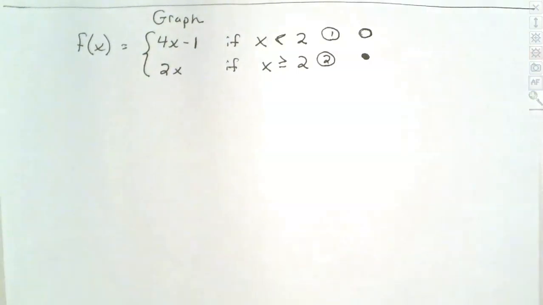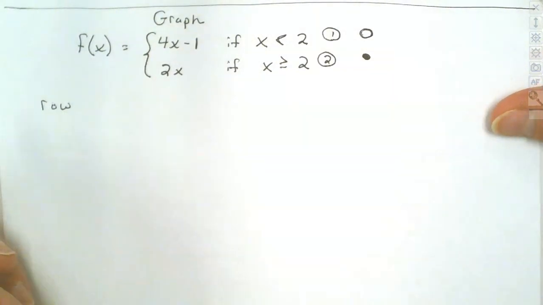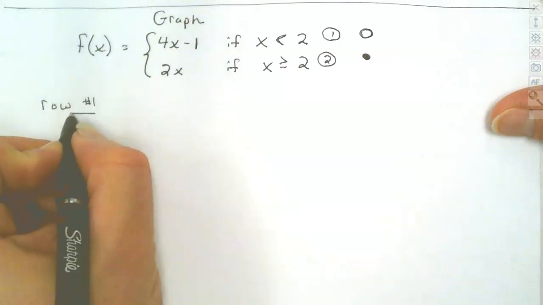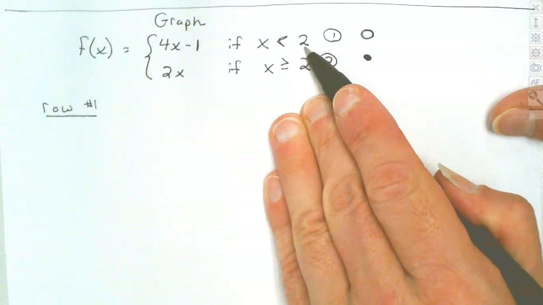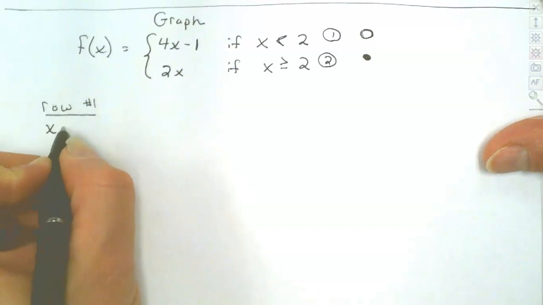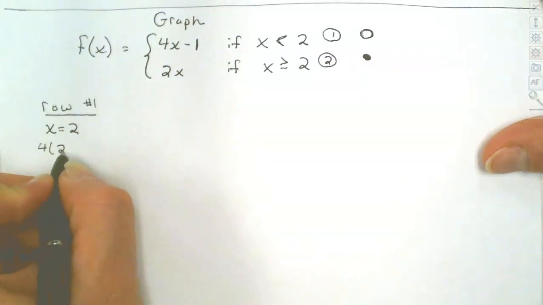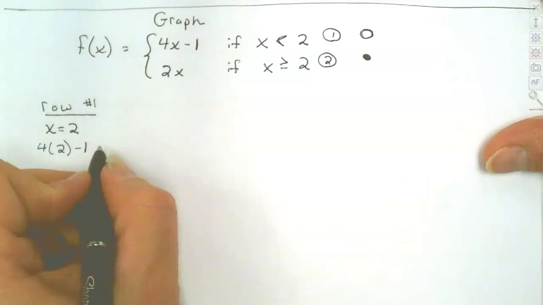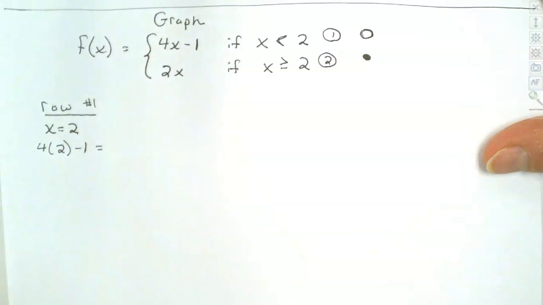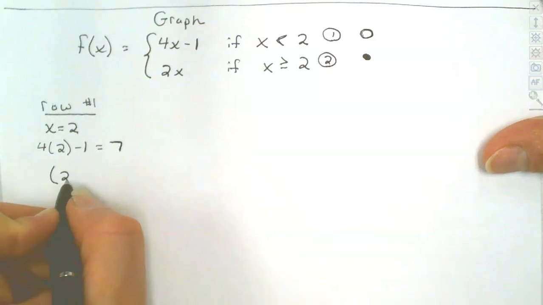We now put values in. We need 2 points for each row. You can have more, but we really only need 2. So when we look at row 1, we always begin with the provided value. So it has a 2, so we're going to start with 2. So we're going to plug in x equals 2. And if I plug that into row 1, I get 4 times 2 minus 1. So that's 8 minus 1, which is a 7. And so my first ordered pair is 2, 7.